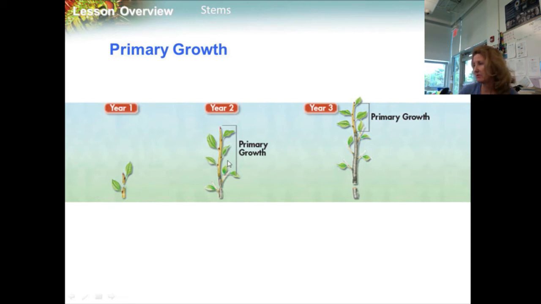Primary growth takes place in all seed plants.